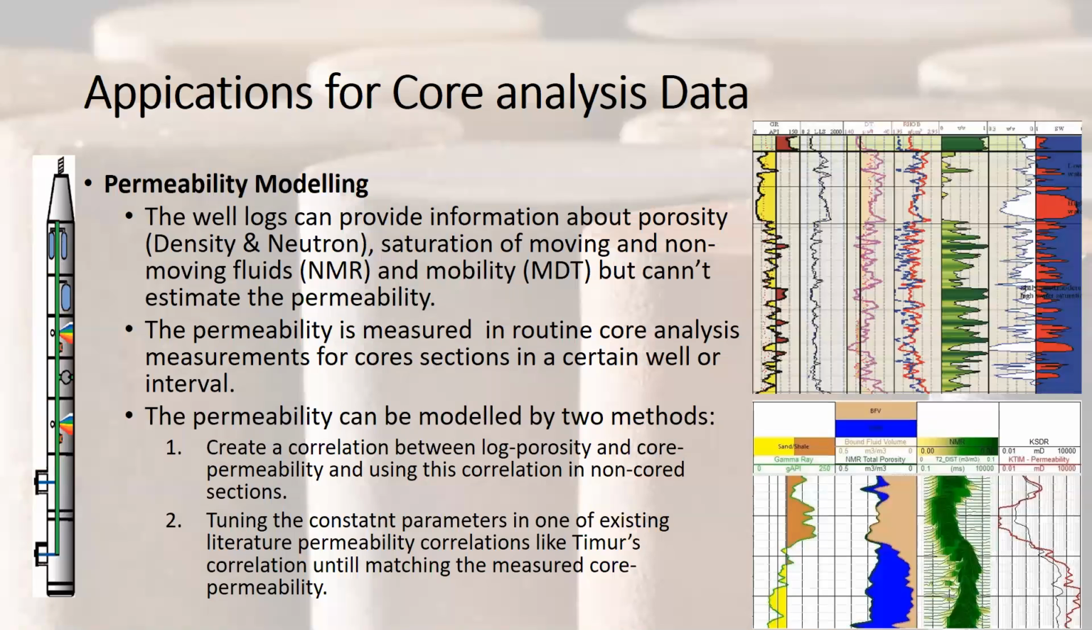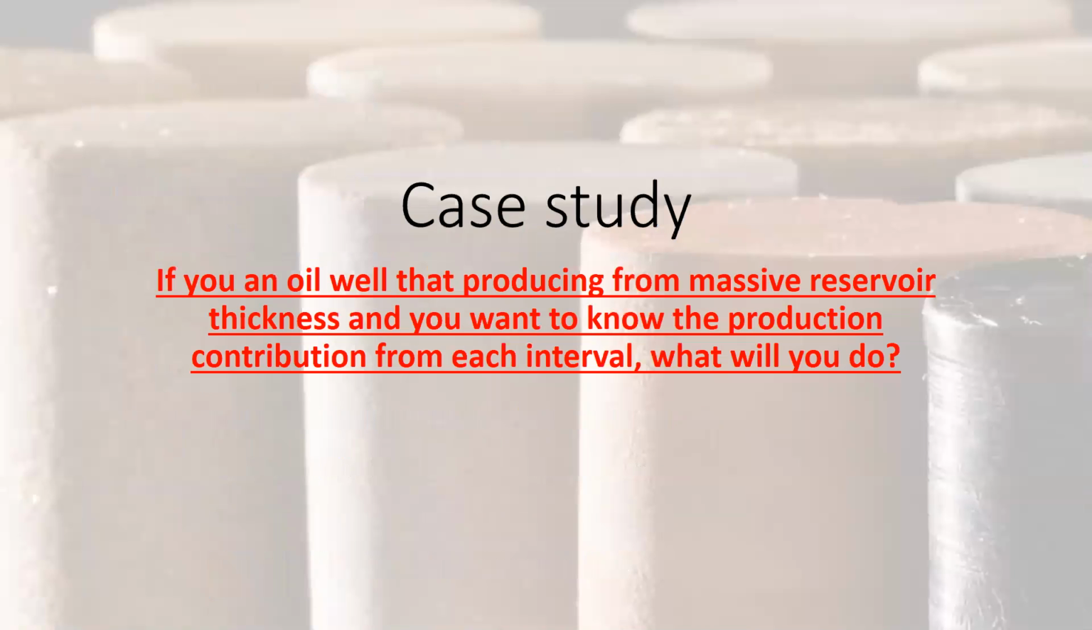So we know that from the core data, we can have a model for the permeability. How is this reflected in the development activities? We have a case study. We have an oil well producing from a massive reservoir thickness, okay? So this well is producing oil only, okay? From a reservoir. And we want to know the production contribution from each interval, okay? We want to know which interval contributes mainly to the production from this well.